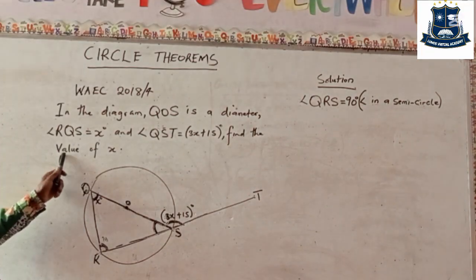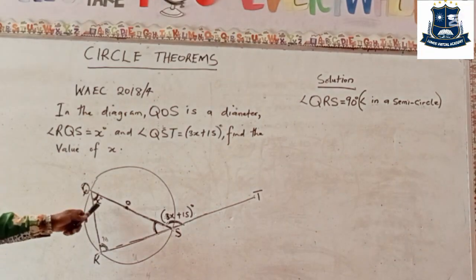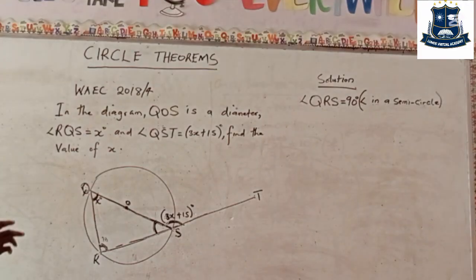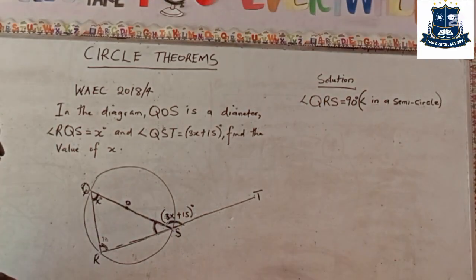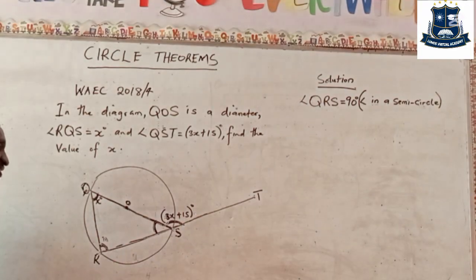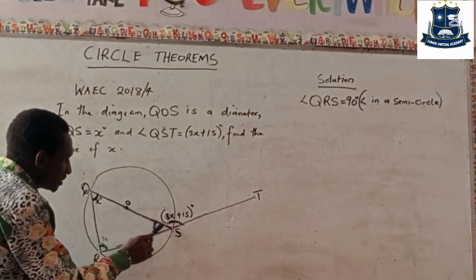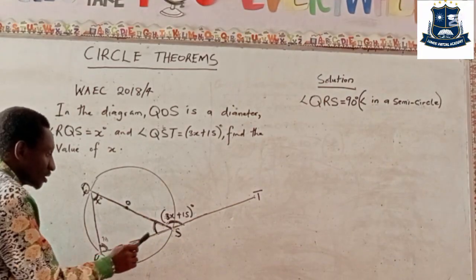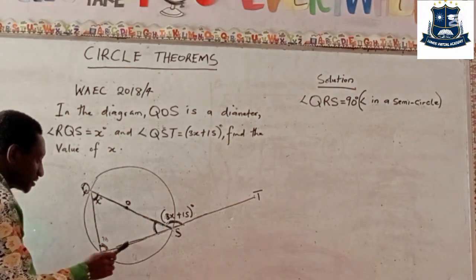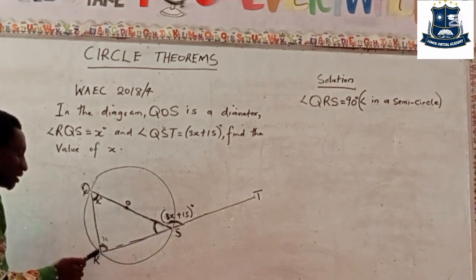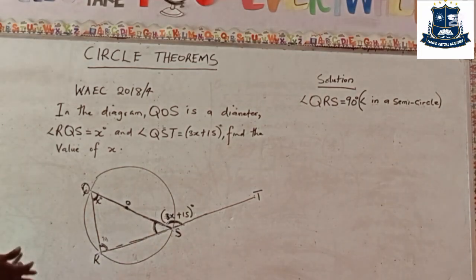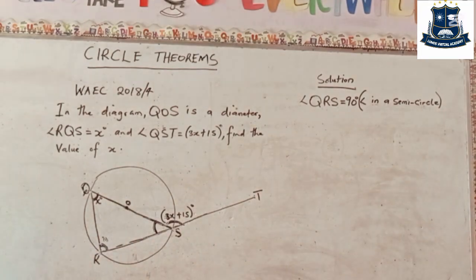Now the question says I should find the value of X. Now, see X here, see X here. Looking at this question, I would like to use the sum of angles in a triangle. Why? Because I am seeing a triangle. This QSR is a triangle. And of course, we know that sum of angles in a triangle is 180.